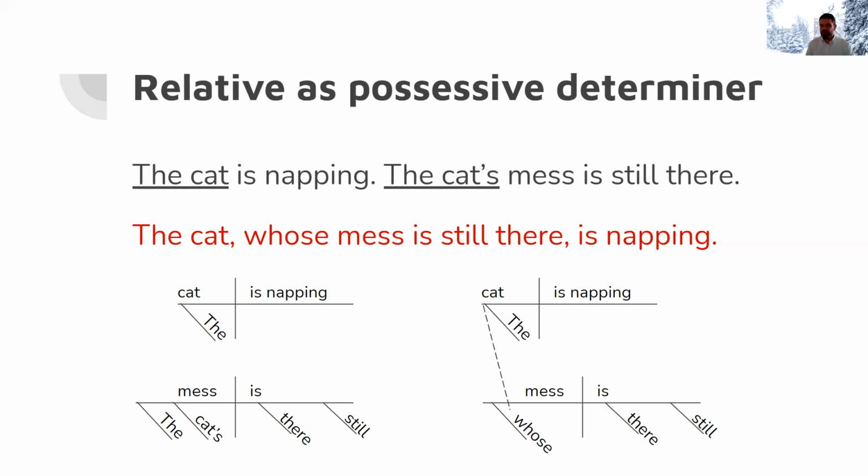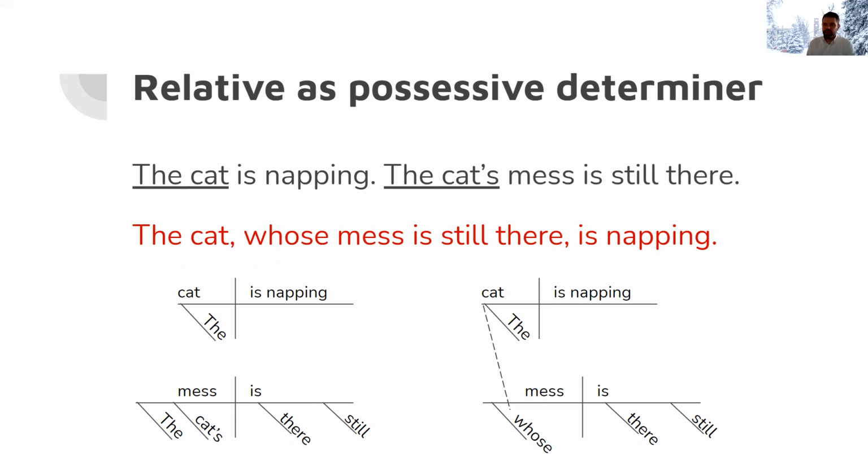And so we can't just replace the cat with who. It has to become possessive, the cat's. And that's where we get whose from, which sounds like who in a possessive form. So now we replace that, the cat's, with whose, and we get the cat whose mess is still there is napping.